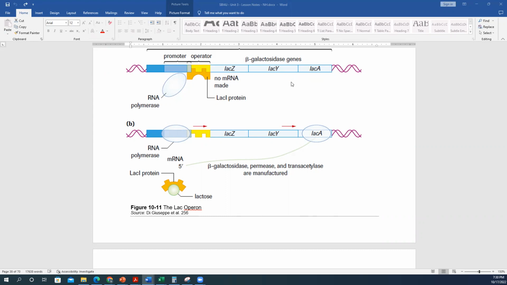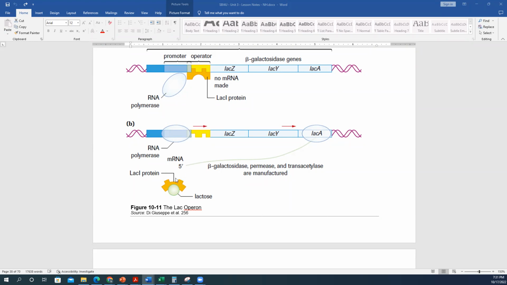So what happens is lactose itself comes and binds to the repressor protein and acts as an inducer. And when it binds, it actually causes a conformational change, a change in the shape of the protein, so that it can no longer bind to that operator. See, now that it's bent in this shape, for example, it's got a different shape, it can no longer fit into this operator sequence here. It can no longer bind to the operator.